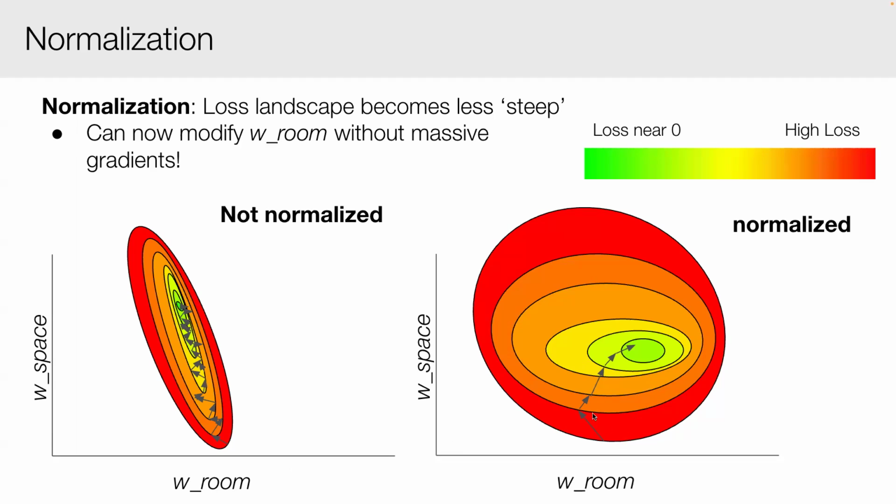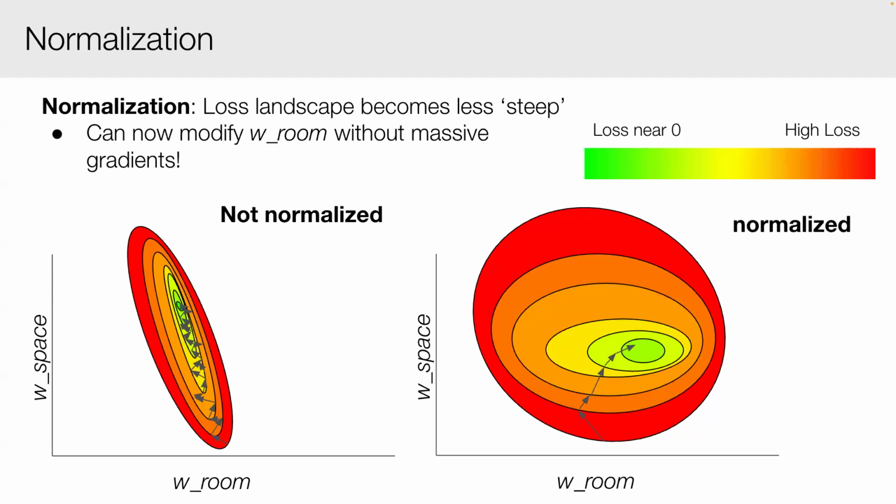So now you can take many fewer gradient steps because if you move a little bit in W room, you won't have a massive gradient. You'll have a well-controlled, nicely behaved gradient. So just by doing this small normalization of the inputs, it makes learning go significantly faster. And is that clear why this is happening?